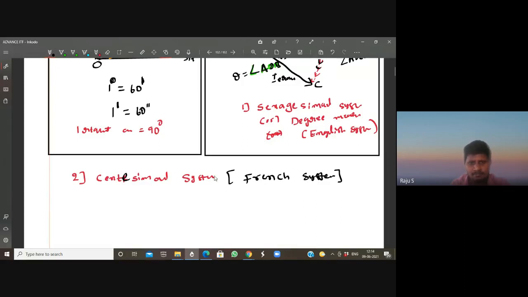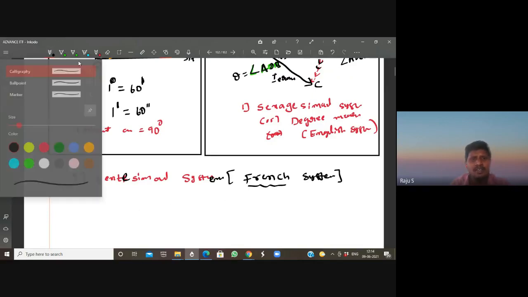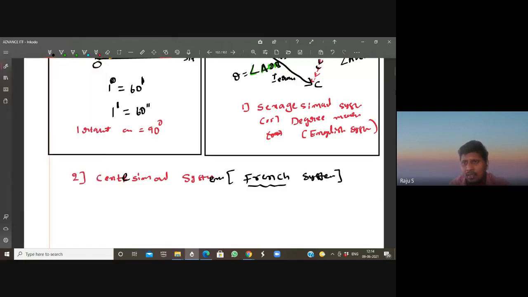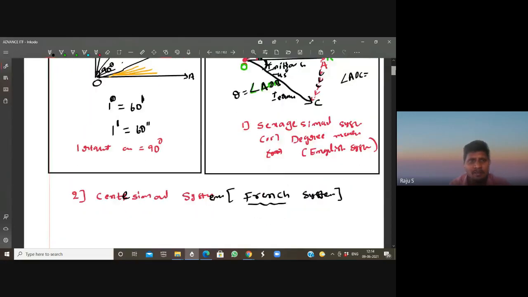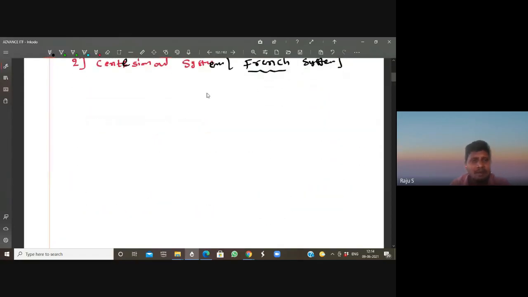Centesimal system, or French system. This is a French system. As you said, this is related to grades. Here also it is the same. In this system, one right angle, the angle between the x and y axis which is 90, can be divided into 100 equal parts.